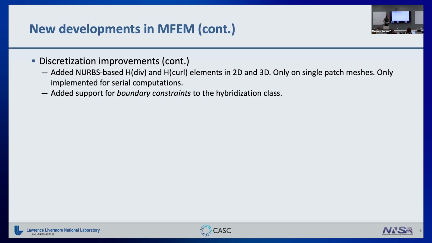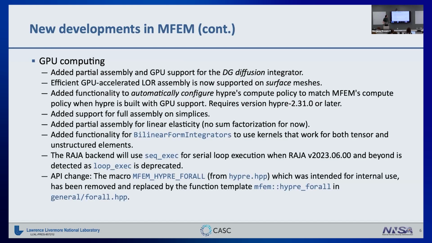HDIV and H1 spaces, node-based spaces for H(div) conforming and H1 conforming elements, that I think was added in this group. And something that, the aggregation class for boundary constraints, which is a minor improvement. Okay, GPU computing.